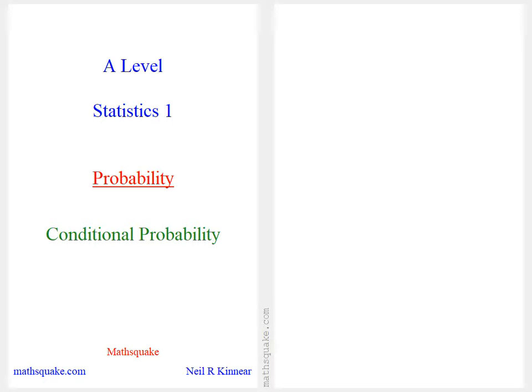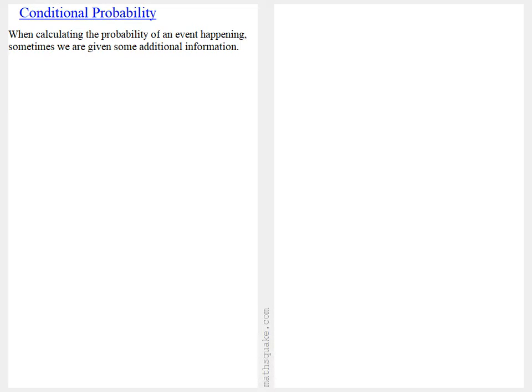A-Level, Statistics 1, Probability. Conditional probability. When calculating the probability of an event happening, sometimes we are given some additional information. This may affect the outcome, so the resulting probability is called the conditional probability.